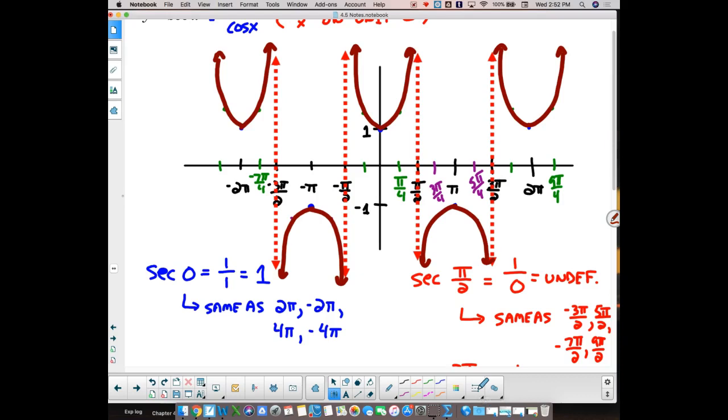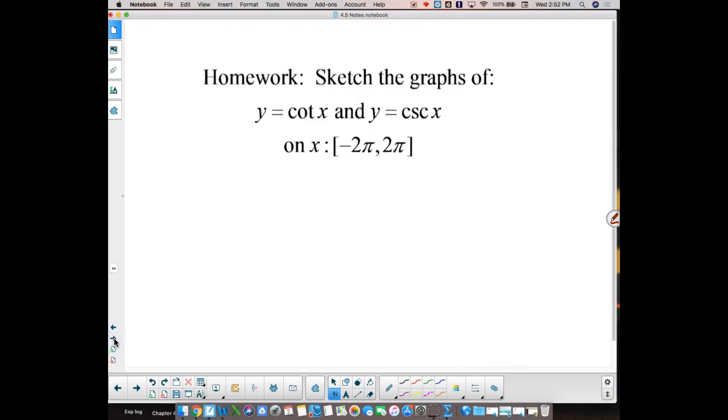Okay. Again, your homework for everyone in class is to graph or sketch cotangent and cosecant on the interval negative 2 pi to positive 2 pi. And we are going to collect those on Friday for everyone. Okay?